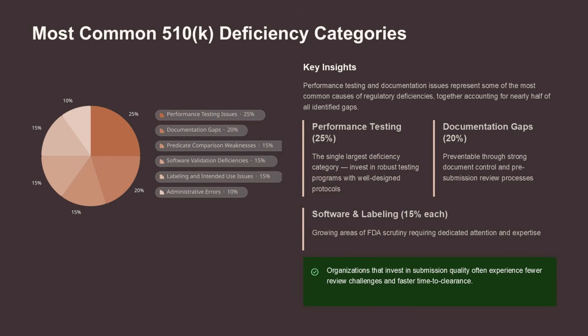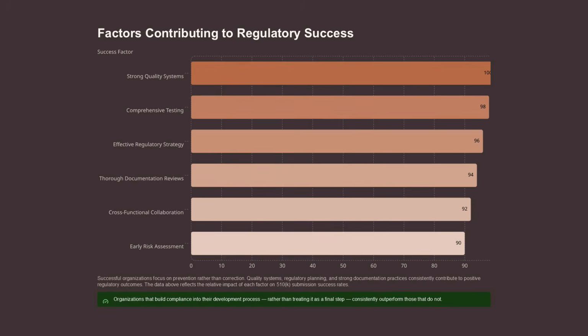Performance testing and documentation are the most common 510(k) deficiency categories. Investing in robust testing programs and comprehensive documentation can significantly improve submission quality. Strong quality systems and comprehensive testing are key factors in regulatory success. Organizations that build compliance into their development processes consistently outperform those that do not.